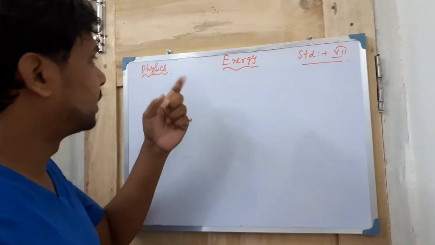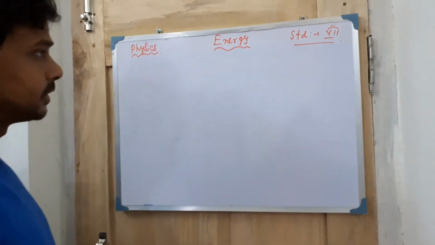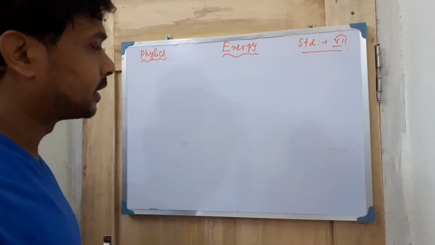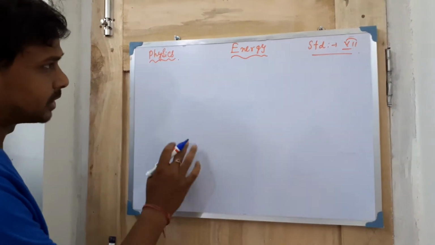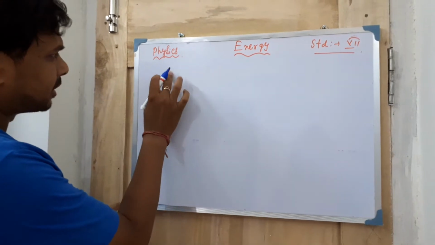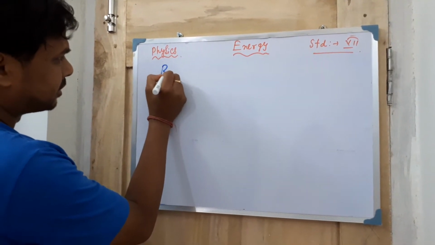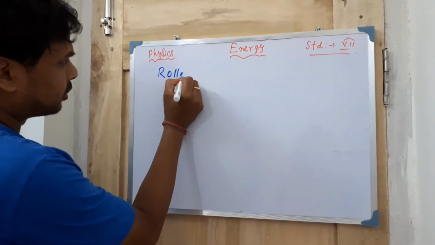Today we'll discuss the chapter on energy, which we have already started; I have already told a few parts. So now the next part of this chapter is the roller coaster.